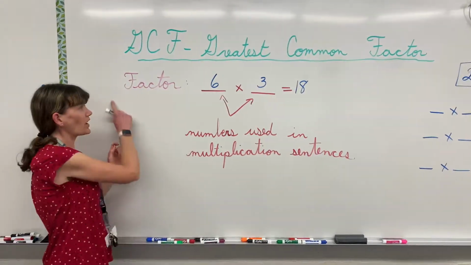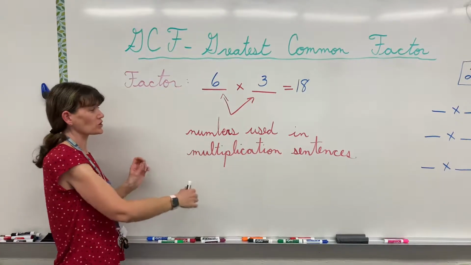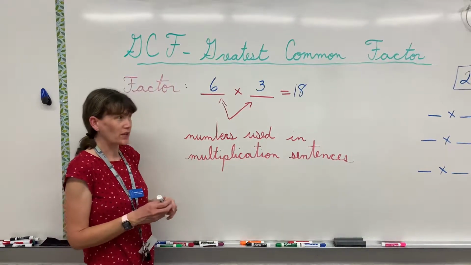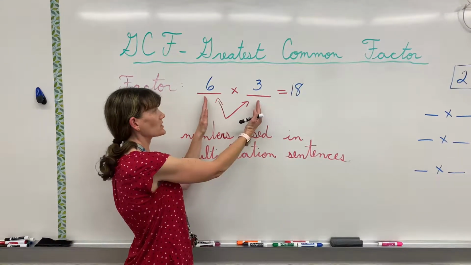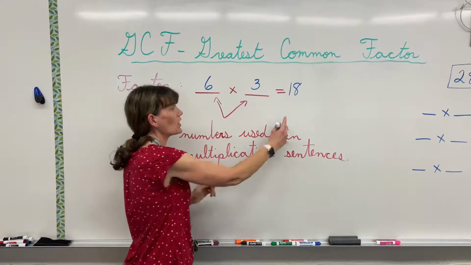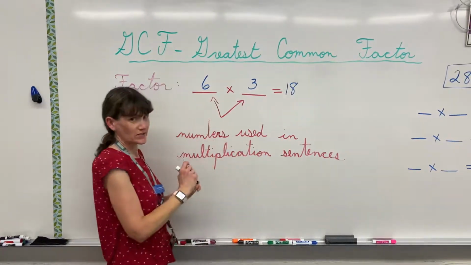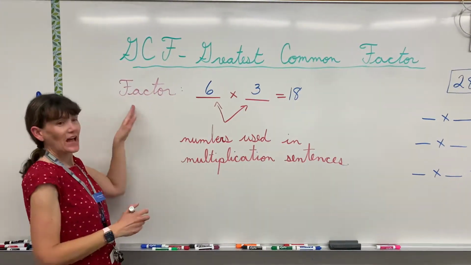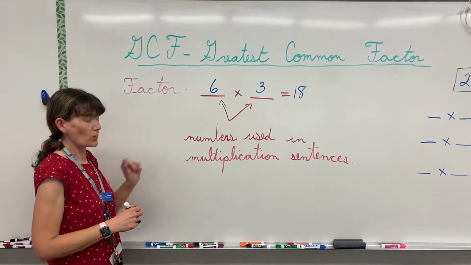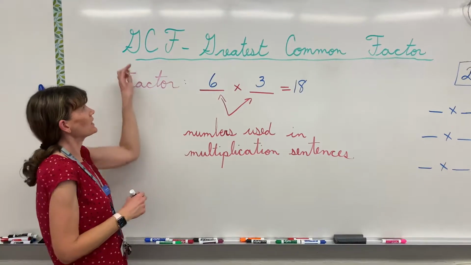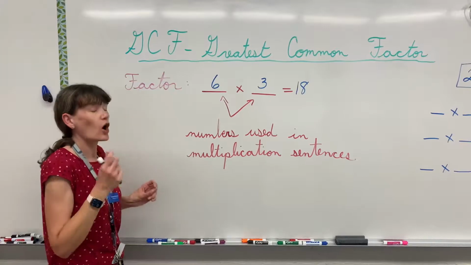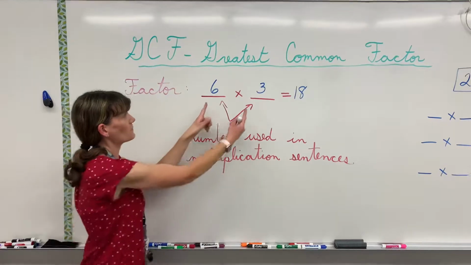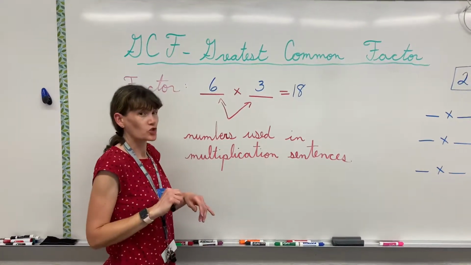And if you remember, a factor, when we're looking at multiplication, is the numbers that are used in a multiplication sentence. So 3 times 6 or 6 times 3 are factors of 18. What you can multiply by to get a certain number is that number's factors. So they're numbers used in a multiplication sentence. Okay? When we're talking about the greatest common factor, we're talking about the biggest factor that two numbers share.